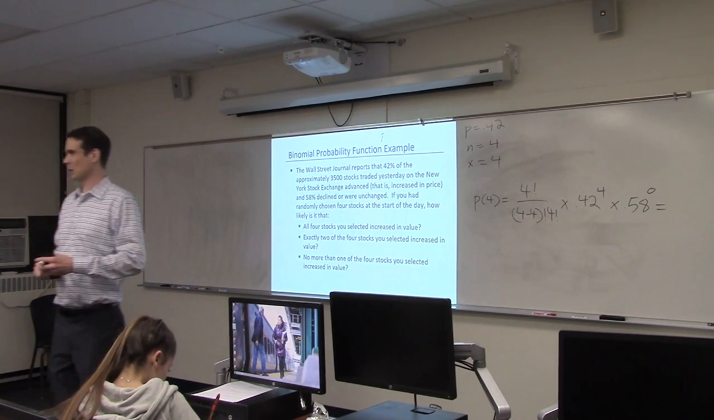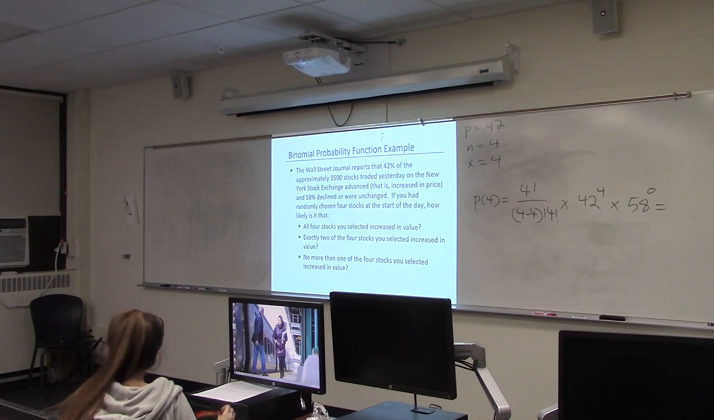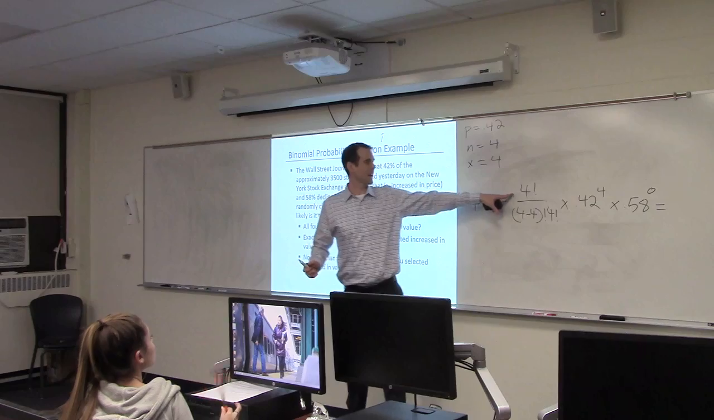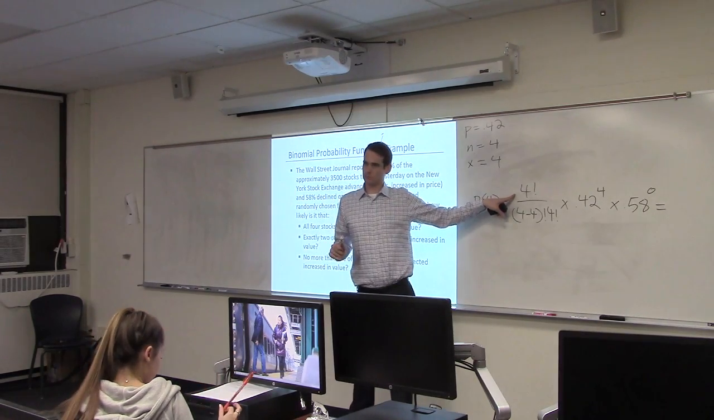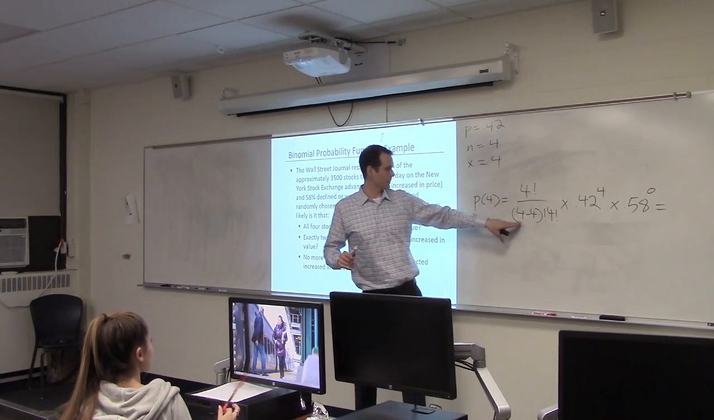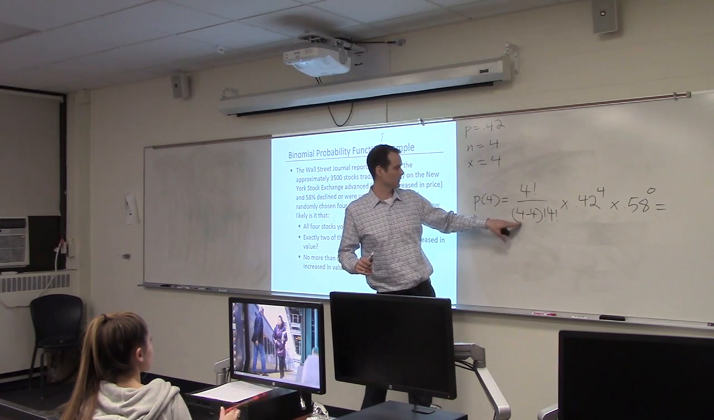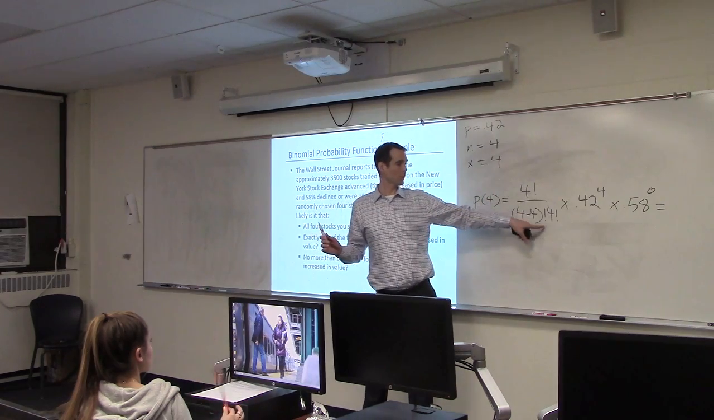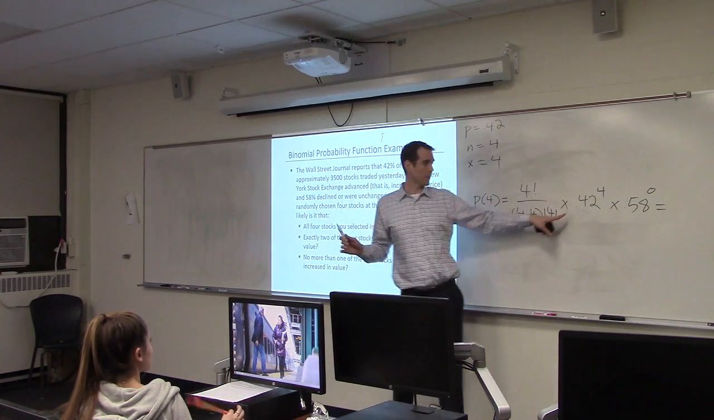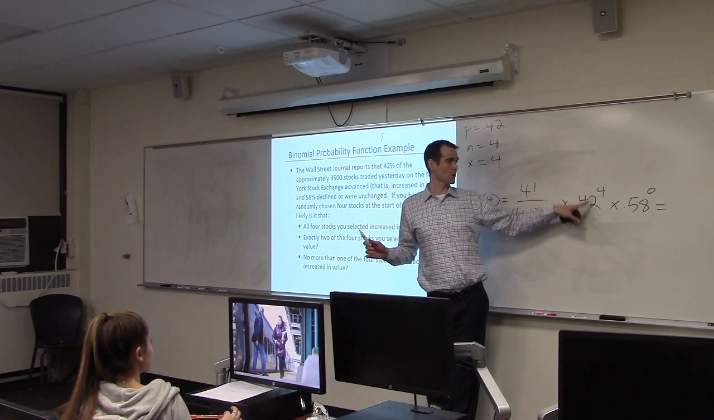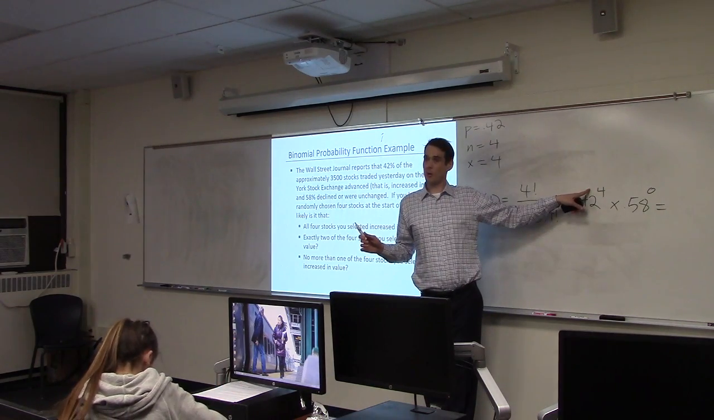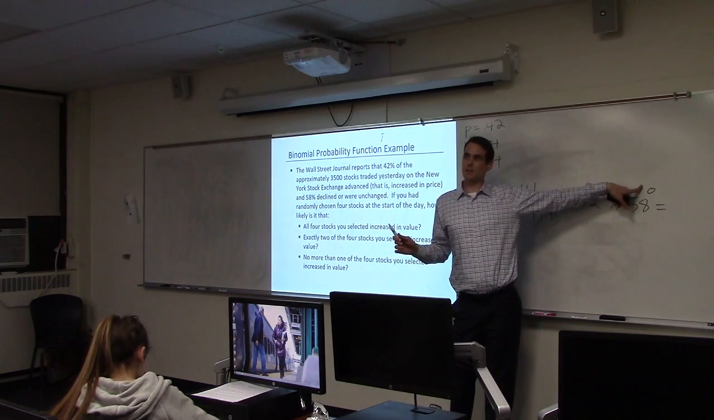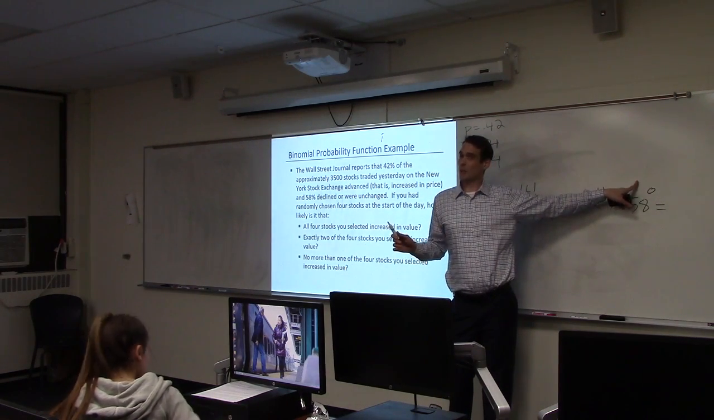Sounds complicated because I've taught you so much. I've taught you to question yourself at this point. So there is 1 combination of all 4. If you were to crank this out, this would be 4 factorial, 4 minus 4 would be 0 factorial, which is 1. So it would be 4 factorial over 4 factorial, which would be 1. Probability of success is 0.42. We raise that to the 4th power. Probability of failure is 0.58. We raise that to the 0 power. Anything raised to the 0 power is 1.